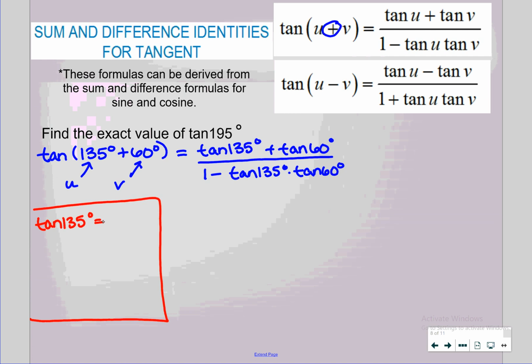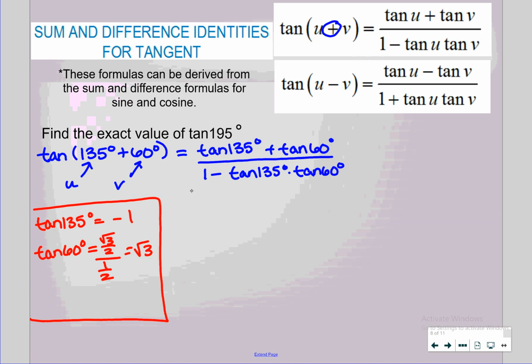Okay, tangent 60. Let's write that one out. So we want the y divided by the x. Can you tell me what the y coordinate on our unit circle at 60 degrees is? Rad 3 over 2. And what's the x? A half. If I divide them, the 2's are going to cancel, and I'll be left with rad 3 over 1 or just rad 3.